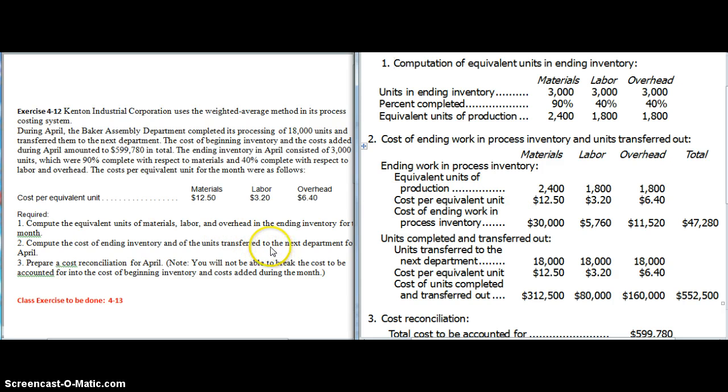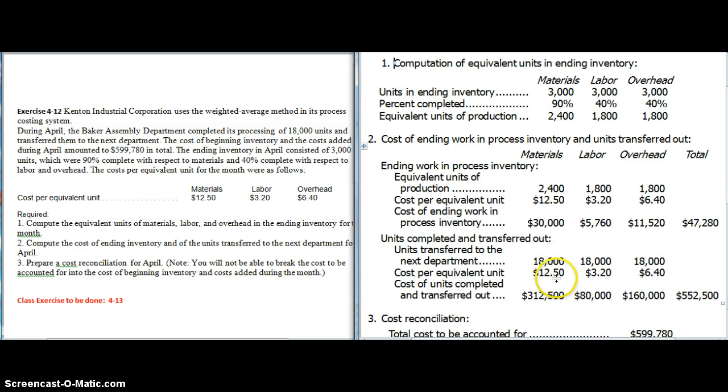The question also says that you have to calculate the cost of the units transferred to the next department, that is, the completed units. Let's look into the question as to how many units have been completed. The completed units transferred to the next department is 18,000. So you write 18,000 units transferred to the next department under materials, labor, and overhead, followed by the cost per equivalent unit, which is the same for ending inventory as well as completed units. So you bring down the same cost per unit, which is 12.5, 3.2, and 6.4.